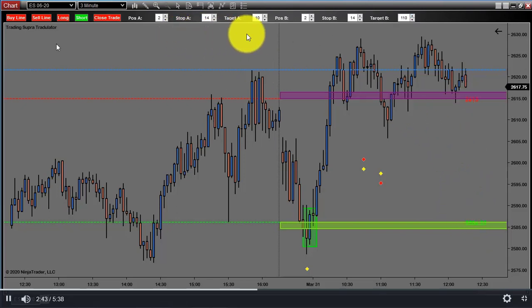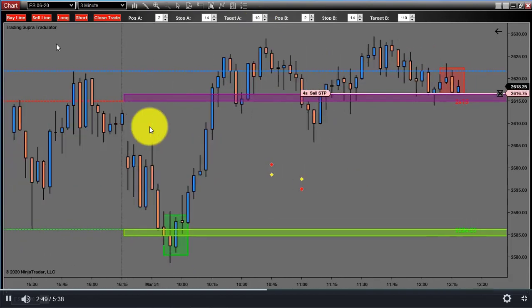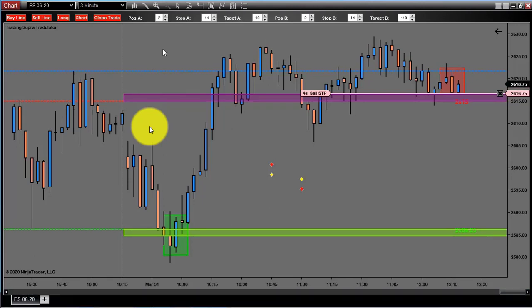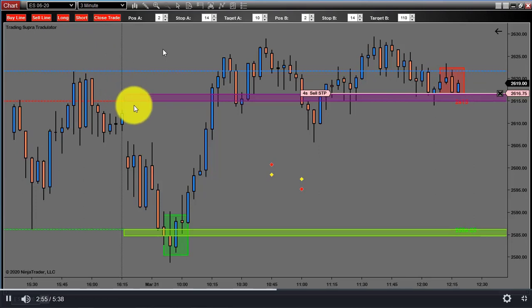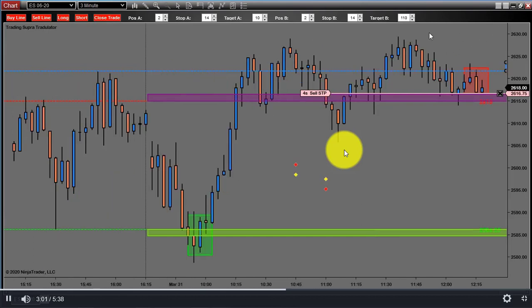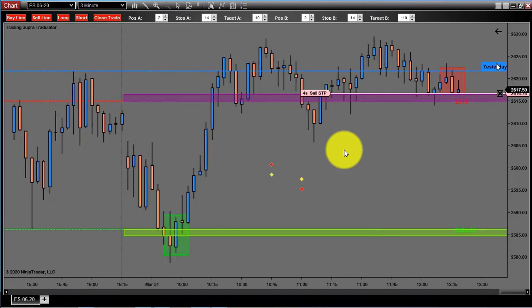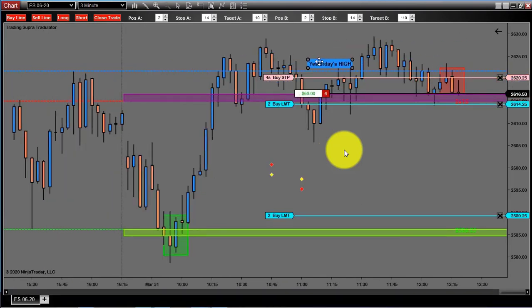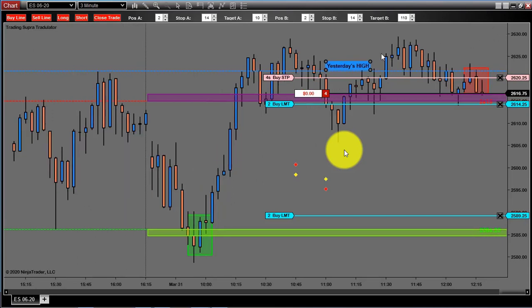So the first half, 2.5 point profit objective, obviously volatile times. And so the order has been placed, and that's automated. I just click sell line and then short to activate the sell line. And so, okay, just making sure yesterday's high is obvious. Okay, so just filled short.